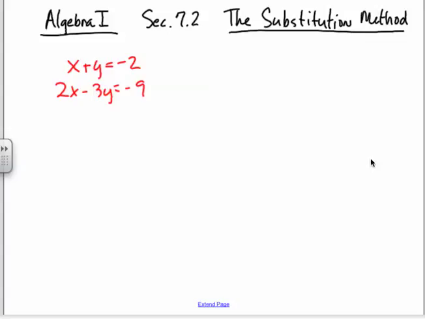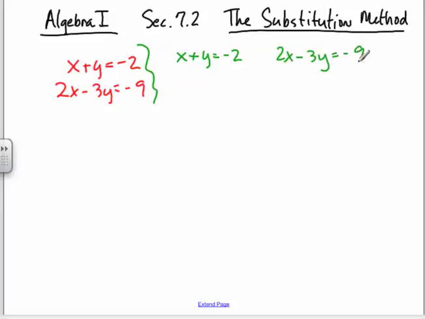All right. Now the substitution method, as you might imagine, means that I'm going to substitute one into the other. Okay, and I'm actually going to take these two equations in this system. Instead of writing them like that, I'm going to write them like this: x plus y is equal to negative 2, and 2x minus 3y is equal to negative 9.